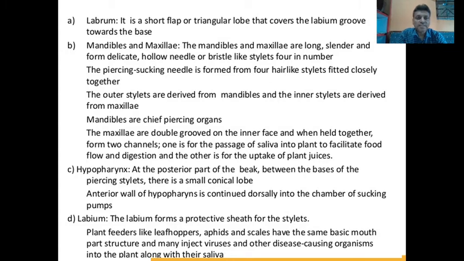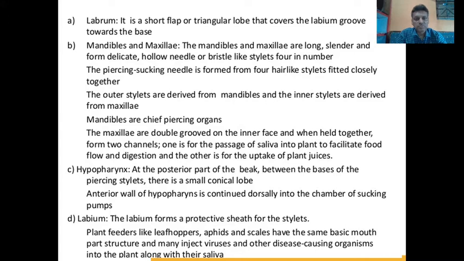In the piercing and sucking type of mouth parts, the labrum becomes a short flap, a triangular lobe covering the labium. Mandibles and maxilla are well developed, long, slender, and form delicate hollow needle or bristle-like stylets, four in number. The piercing and sucking needle is formed from four hair-like stylets fitted closely together. Mandibles are the chief piercing organs.